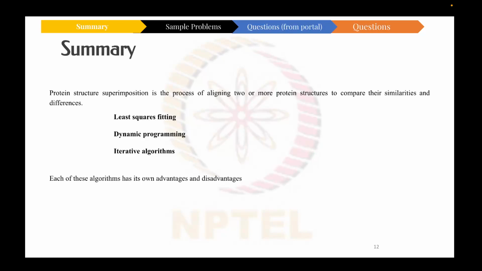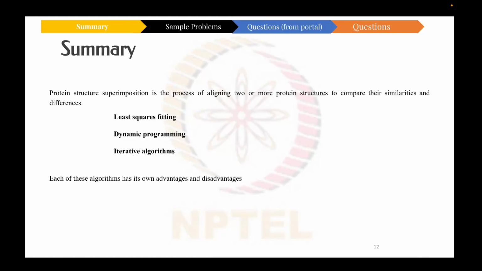Protein structure superimposition is a process of aligning two or more protein structures to compare their similarities and differences. It is performed in several steps. First is least square fitting. In least square fitting, imagine you have two protein structures and you want to see how similar they are. Least square fitting aligns these structures by finding the best possible match for their C alpha atoms. It does this by minimizing the overall distance between the corresponding C alpha atoms in both structures.